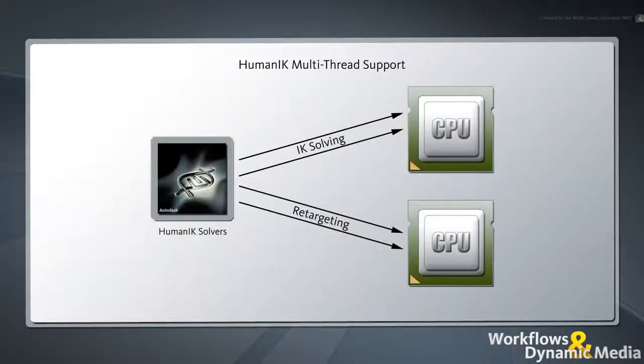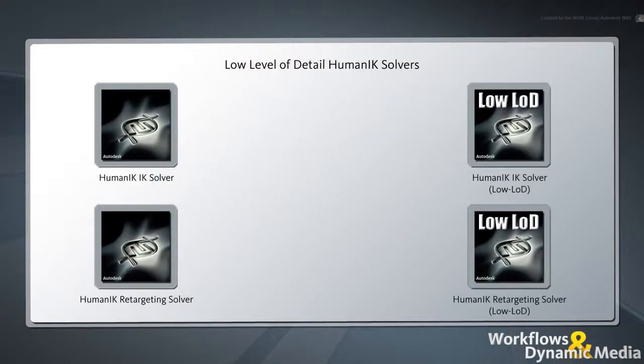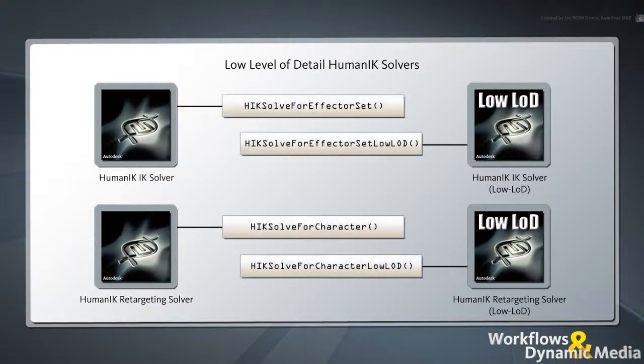You can take advantage of HumanIK's multi-thread support by moving the solving processes to separate threads apart from your main game thread. Another way to reduce CPU costs and get faster performance is by using the low level of detail (LOD) implementations of the HumanIK solvers. You can easily swap between the full quality and low LOD solvers by simply substituting their respective launch functions.